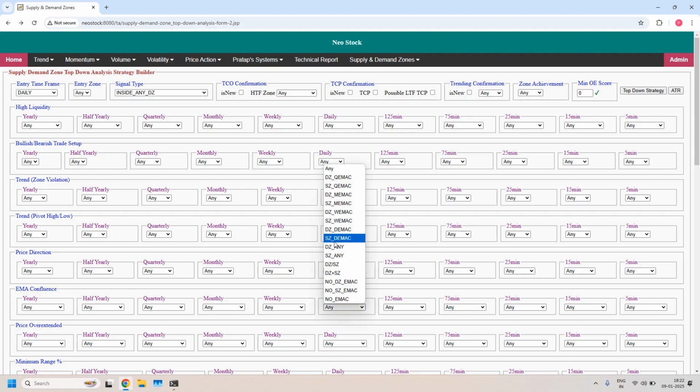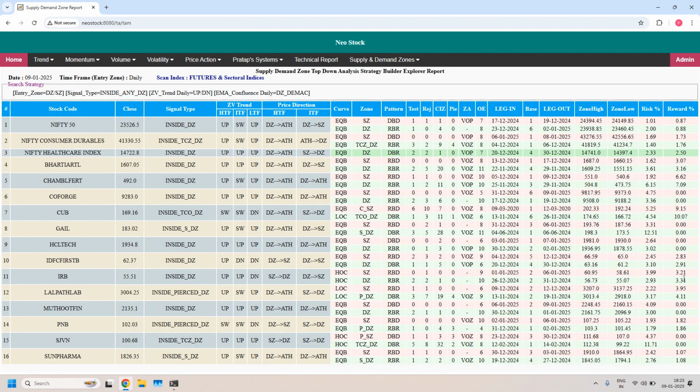Daily demand zone having daily EMA confluence filter is enabled, and the trend on the daily time frame should not be sideways. It can be up or down trend. Let us filter the stocks. Now 16 stocks are filtered. From 67 we got 16 stocks.